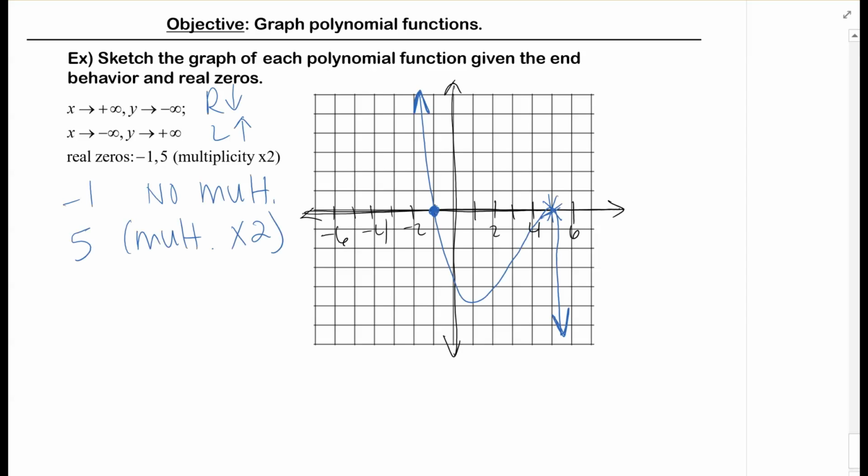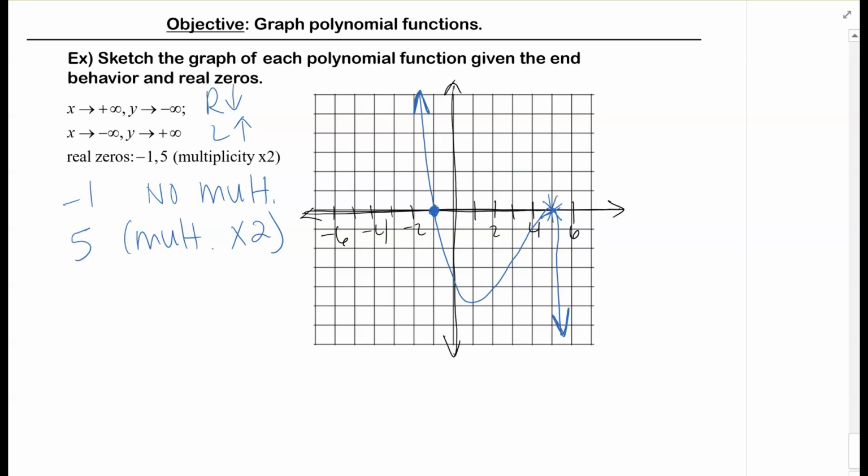All right, so in this example, I had x is positive infinity, so that's the right side. Y goes to negative is down. X goes to negative is the left side. Y goes up is the positive infinity. My real zeros, I had -1 with no multiplicity, and a 5 had multiplicity times 2.